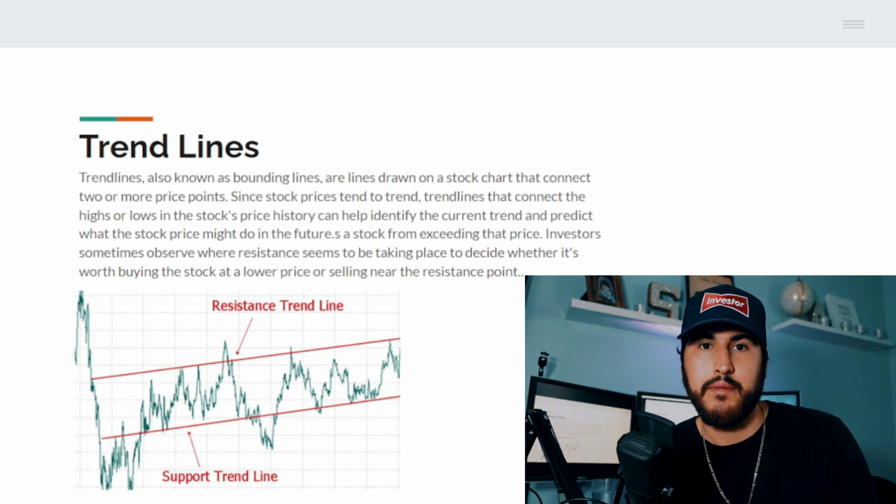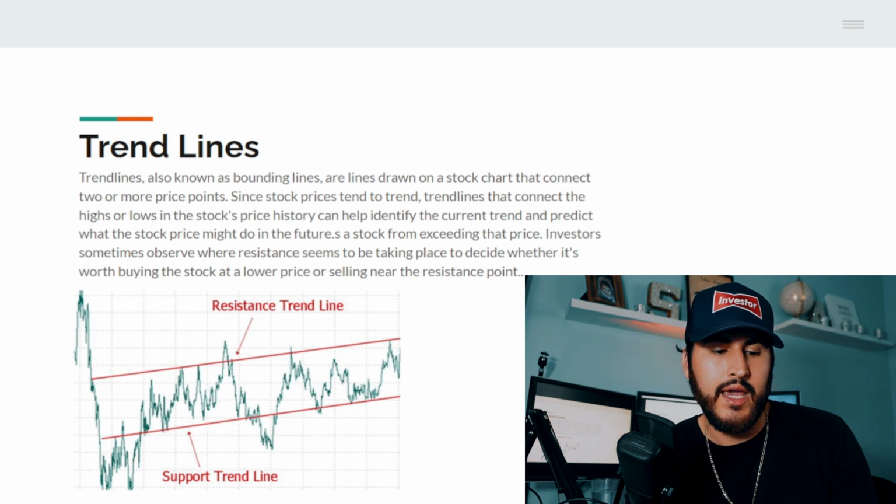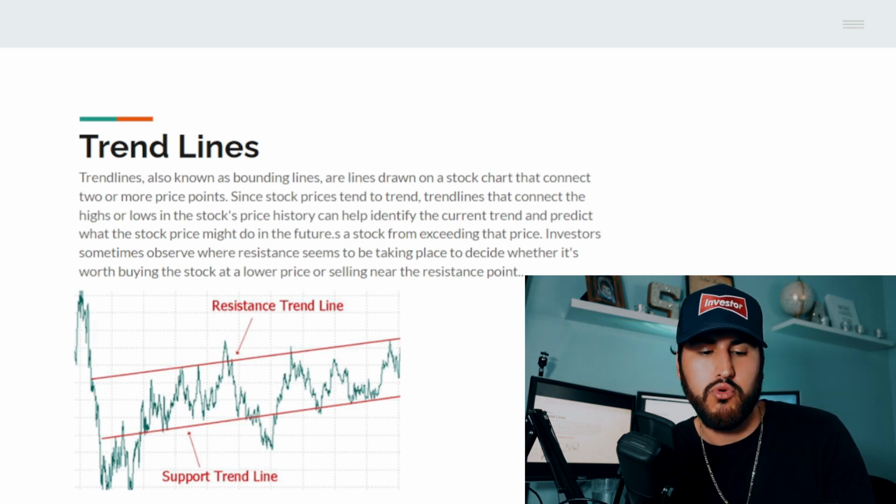And as described by the definition of trend lines, these are bounding lines. They are lines drawn on a stock chart that connect two or more price points. Since stock prices tend to trend, lines that connect the highs or lows in the stock's price history can help identify the current trend and predict what the stock might do in the future.